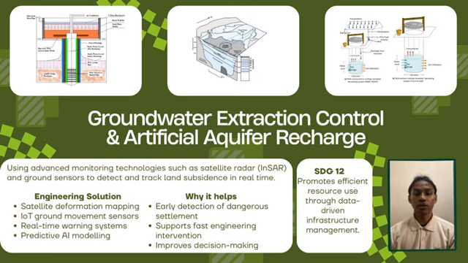This solution also uses advanced technologies such as satellite deformation mapping, IoT ground movement sensors, real-time warning systems, and predictive AI modeling. These technologies help engineers monitor land subsidence in real time, allowing early detection of dangerous settlement and faster engineering response. It also supports SDG 12 by promoting efficient and sustainable resource management.